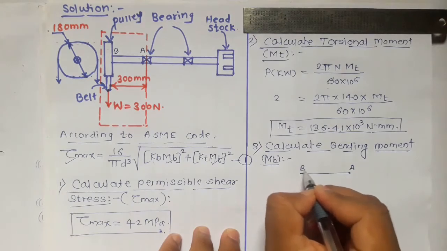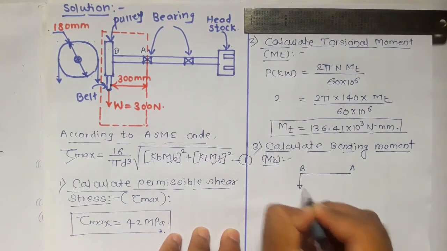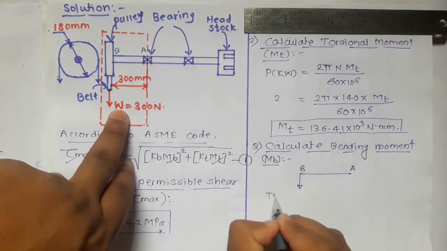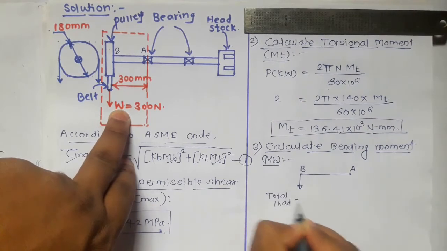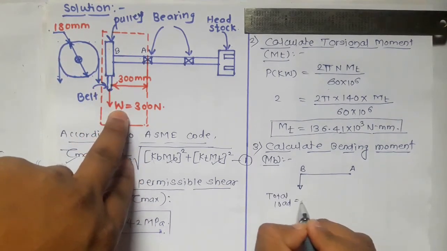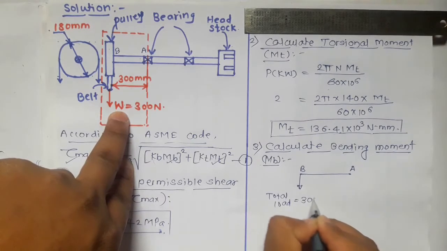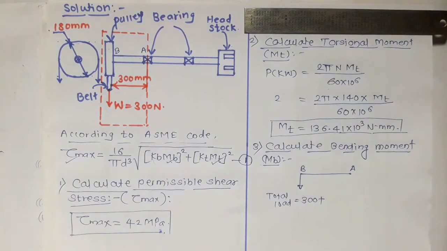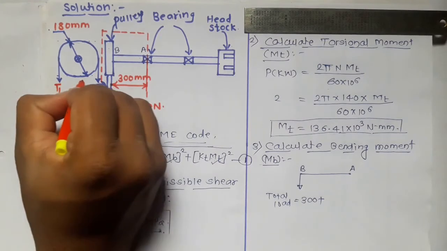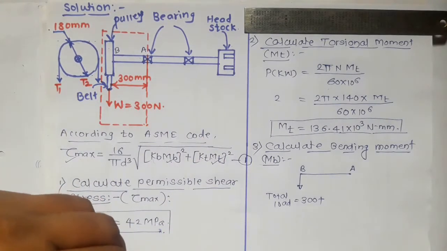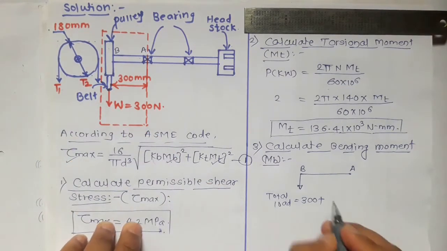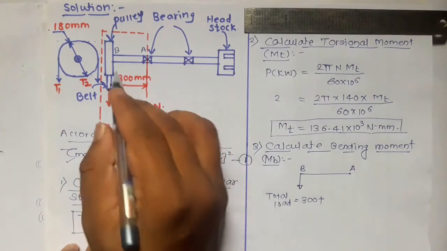Here the total downward force, the total load acting at point B, is the self weight of this pulley, which is 300, plus the tension in the tight side and the tension in the slack side. We write the tension in the tight side as T1 and the tension in the slack side as T2. We have to add these tensions to the total load acting at point B.